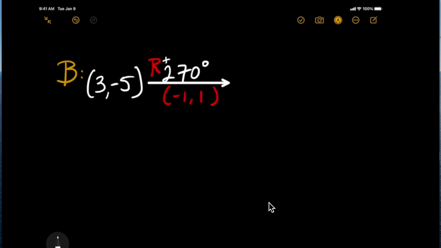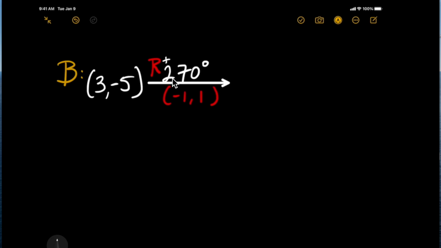In our next example, we are going to rotate the point B, which has coordinates 3, -5, 270 degrees about the point -1, 1. Now, the first thing I notice about this problem is I'm going to be very careful about these signs. It's very easy to confuse +1 and -1.